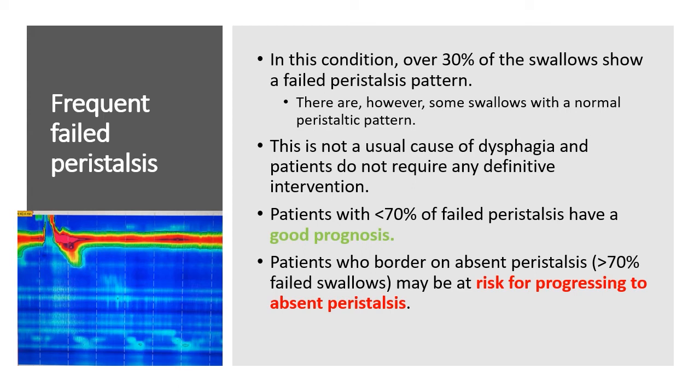Patients with less than 70% of failed peristalsis have a good prognosis. Patients who border on absent peristalsis, that is, patients with over 70% of failed swallows, may be at risk to progress to absent peristalsis.